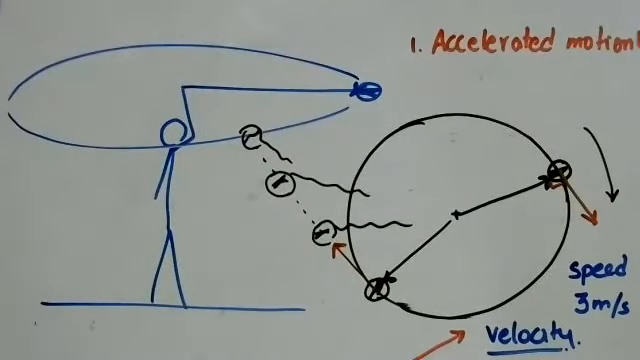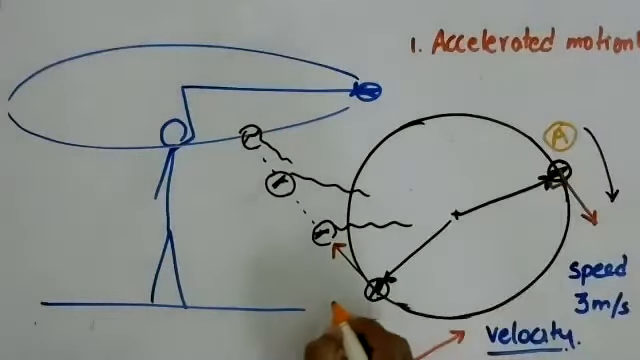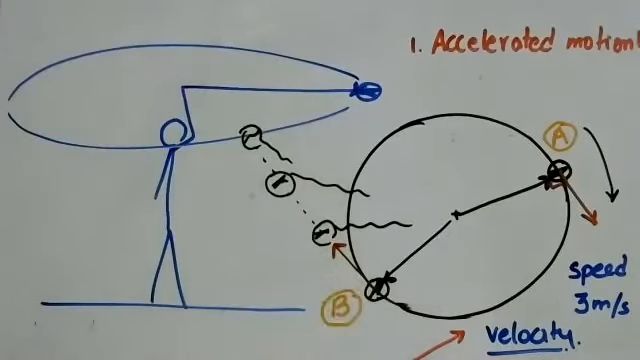Okay, so we know that. Now compare the two positions, this position A and this position B. How do you compare their velocities, assuming that the speed has not changed at all? The direction. The direction has changed.